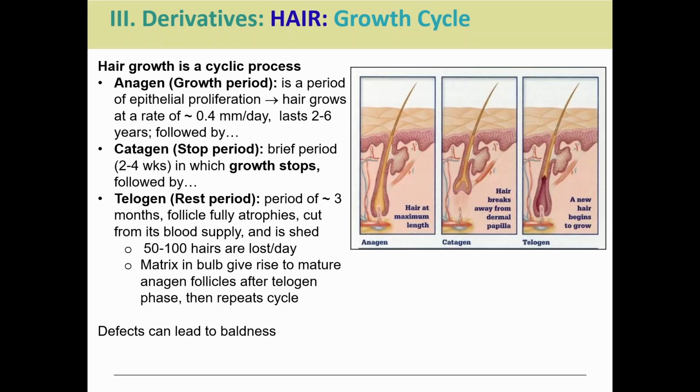The matrix in the bulb will cause the follicles to mature again and enter the anagen phase, and then it starts all over again, right? We go through all of these. There are defects that can lead to baldness, like male pattern baldness, but also hormonal things, different conditions that can lead to us entering telogen phases too early, or maybe we get stuck in telogen phase, or an autoimmune disorder where the hair follicles are actually attacked, like in alopecia.